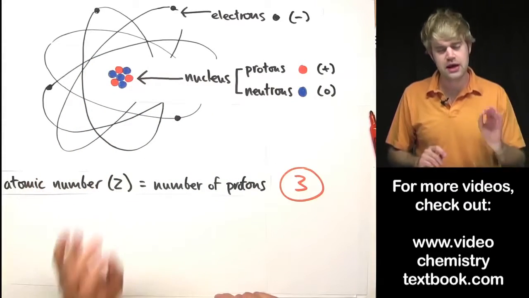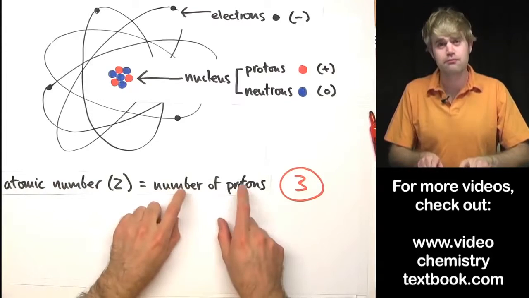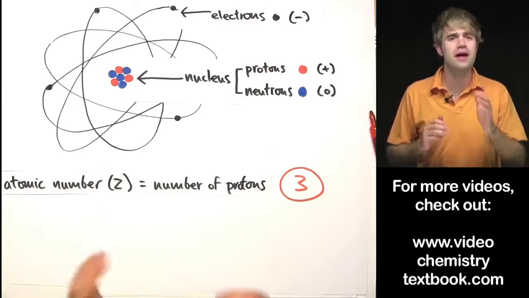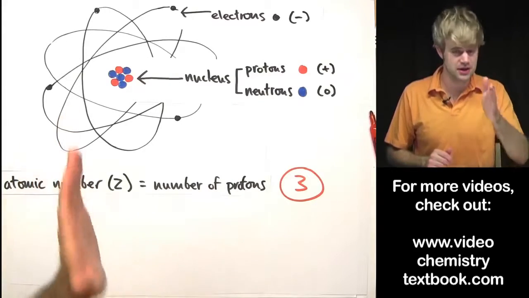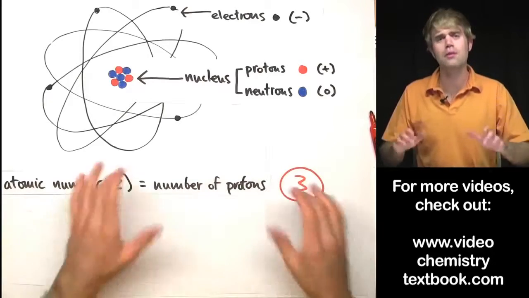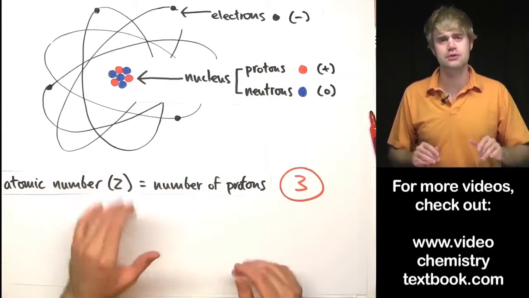Atomic number is particularly important because the number of protons in an atom tells us what kind of an atom it is. And by that I mean, is it a carbon atom? Is it an oxygen atom? Is it a sodium atom? We're going to talk more about that in the video on isotopes, so you don't have to worry about it for right now.